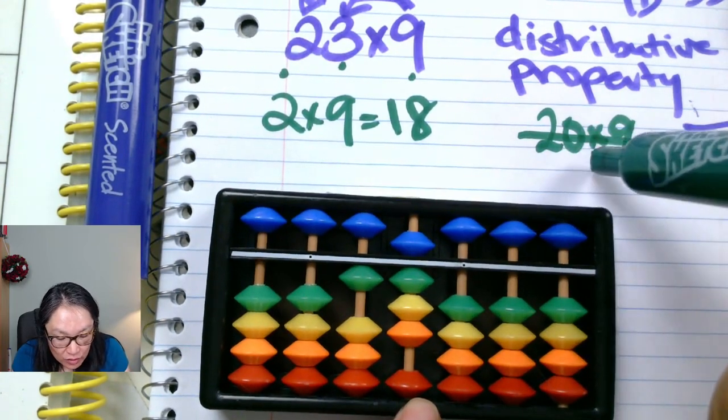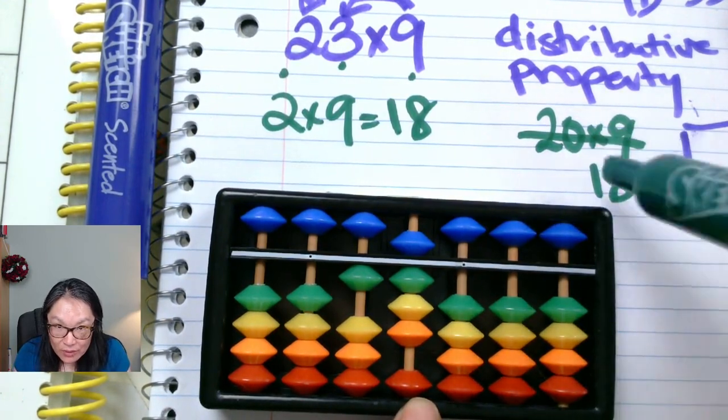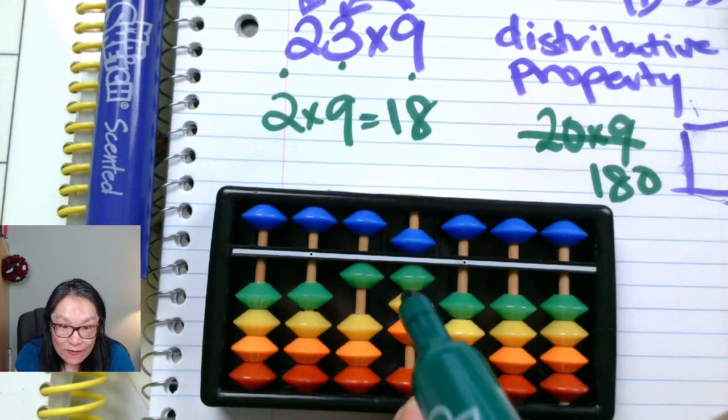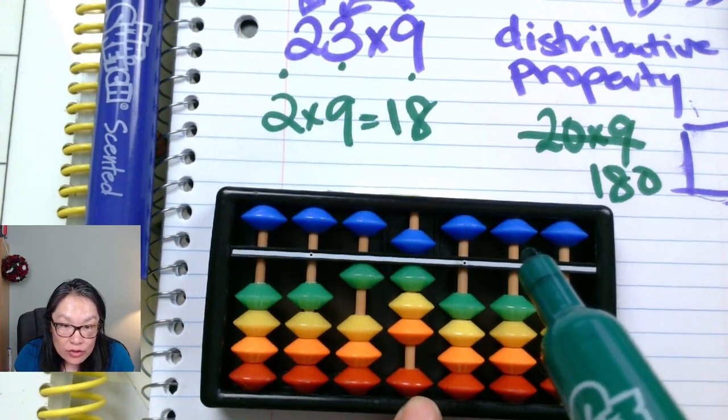We don't need to do 180 because we don't need to write it out. The abacus does it for me. This teaches foreigners to do abacus.